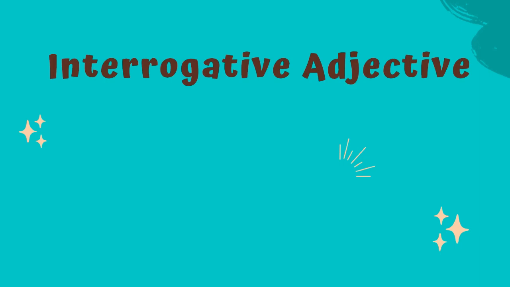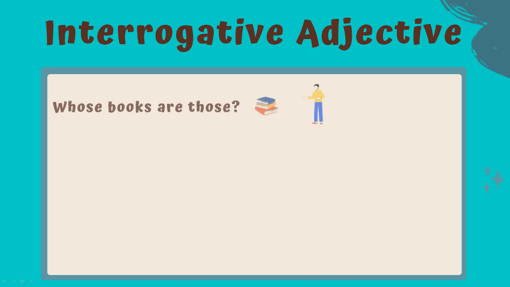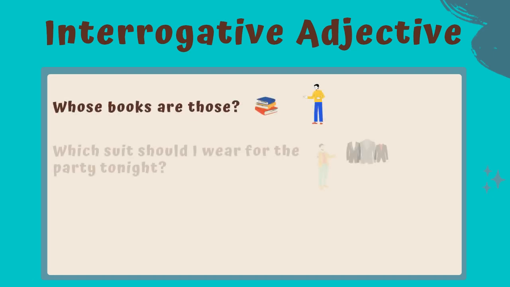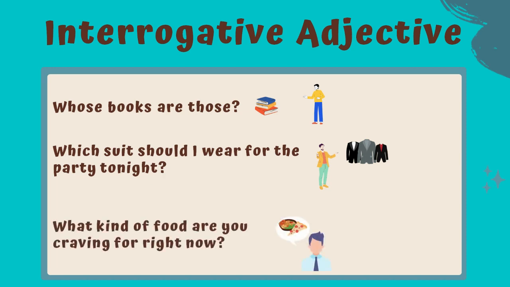Now let's move on to number 6, which is the interrogative adjective. Interrogative adjectives are used to ask questions. These interrogative adjectives are what, which, and whose. So let's have some examples. Whose books are those? Which suit should I wear for the party tonight? What kind of food are you craving for right now?